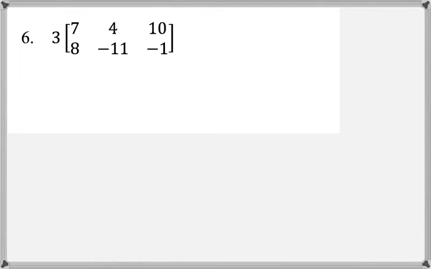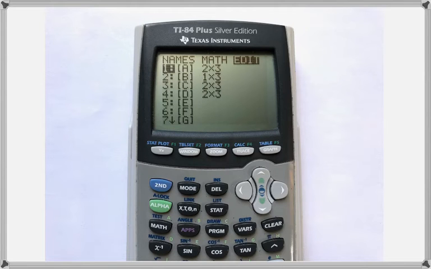On number 6, we are multiplying the matrix by the scalar of 3. And I want to show how to do this on the calculator, although I think it's easier just to do it by hand. But I do want to show you how to do that on the calculator.